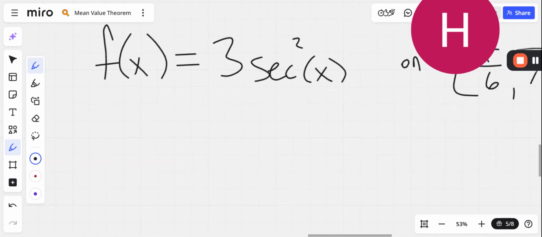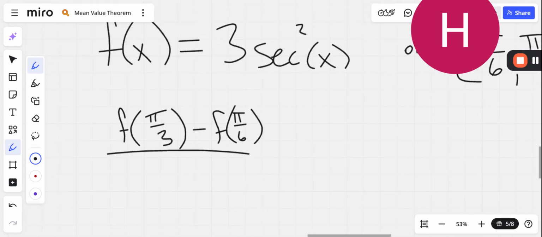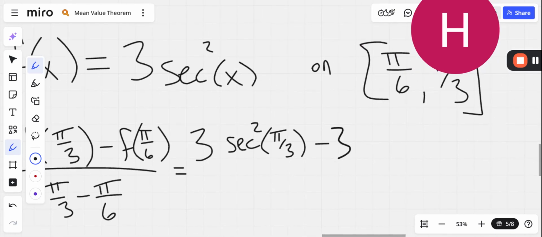Let's go ahead and find the average slope. So the average slope is going to be f of pi over 3 minus f of pi over 6 over pi over 3 minus pi over 6. So 3 times secant squared of pi over 3 minus 3 times secant squared of pi over 6.